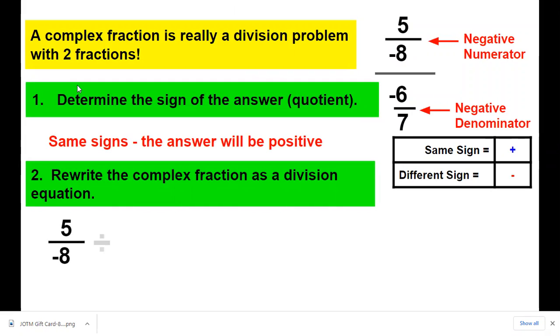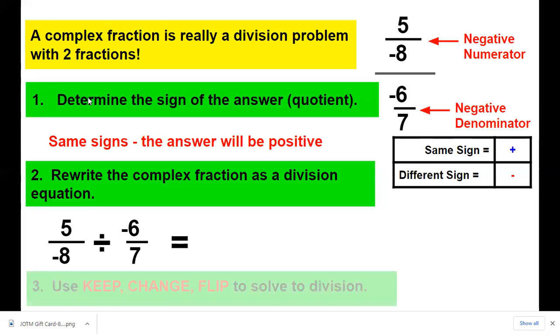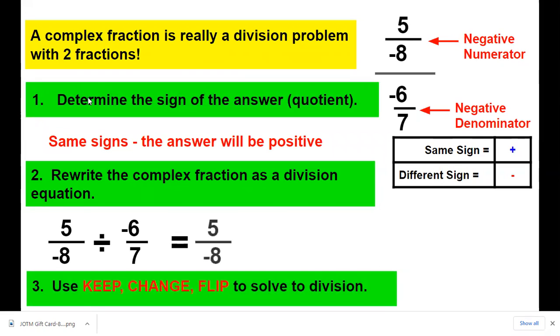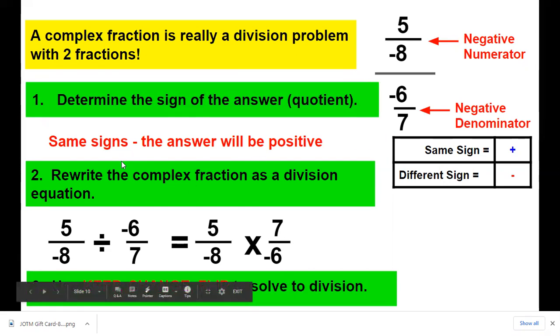Okay. Now we're going to rewrite the complex fraction as a division equation: -5/8 divided by -6/7. Be careful too. The second fraction is the only one you're going to flip. The second fraction is always the bottom fraction in a complex fraction. Okay, so make sure you put them in the right order or you're going to flip the wrong fraction. The top fraction is first, the bottom fraction is second. Okay, so keep the first fraction, change the sign to multiplication, and flip to the reciprocal of the second fraction. Notice how I put the 7 on top now and the -6 on the bottom.